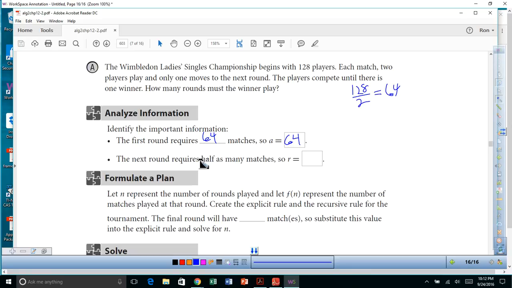The next round requires half as many matches. So R equals 1/2. Formulate a plan. Let N represent the number of rounds played, and let F of N represent the number of matches played at the round. Create the explicit rule and recursive rule for the tournament. The final round will have 1 match. So substitute this value into the explicit rule and solve for N.